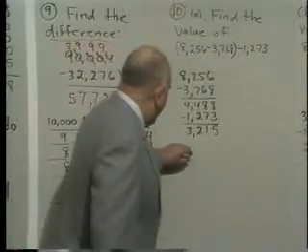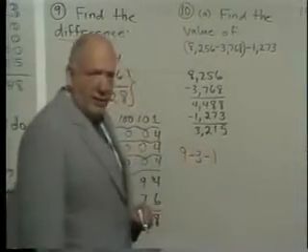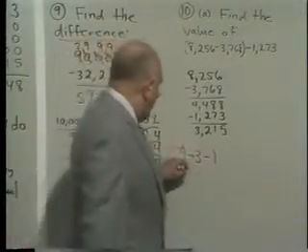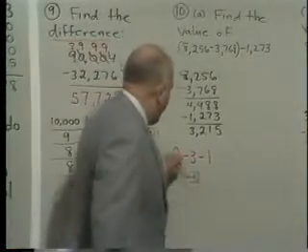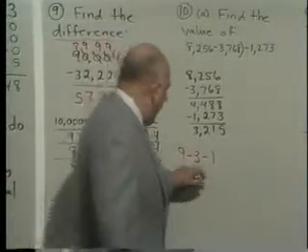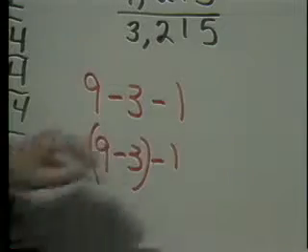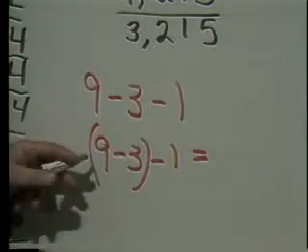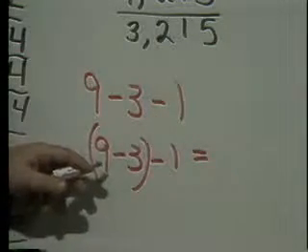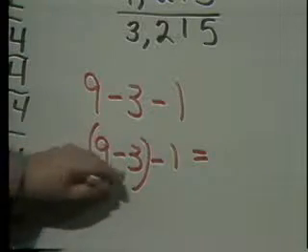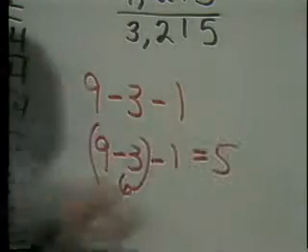Suppose I write down 9 minus 3 minus 1. Look at that. There are two ways to group this. I can say first subtract 3 from 9, so (9 minus 3), take away 1. And remember, in mathematics, everything inside parentheses is one number. So 9 minus 3 is 6. 6 minus 1 is 5.